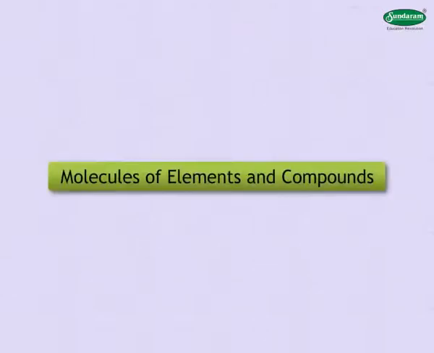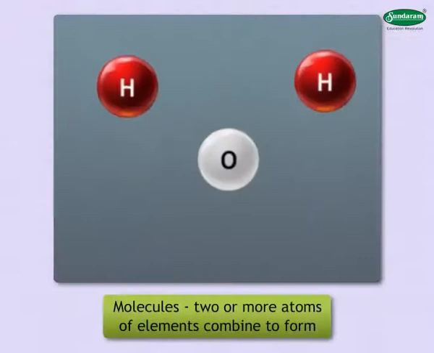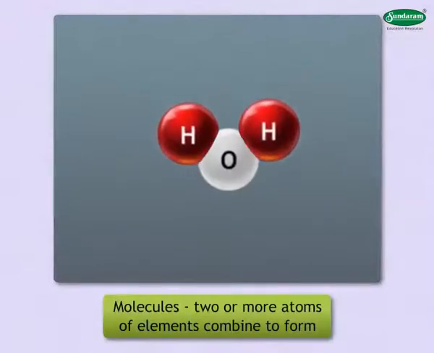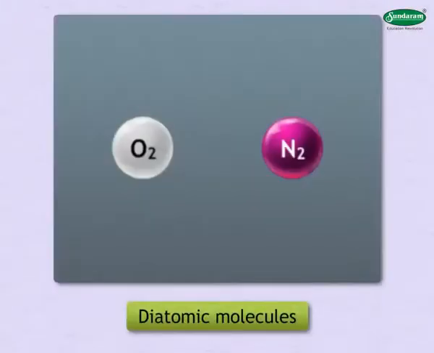Molecules of elements and compounds. Atoms of some elements exist independently. In some cases, two or more atoms of elements combine to form molecules. So, some elements can exist in the form of a single atom, or monoatomic, while some elements may form diatomic molecules like oxygen, nitrogen, etc.